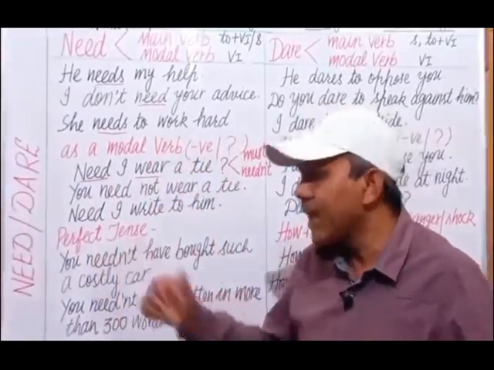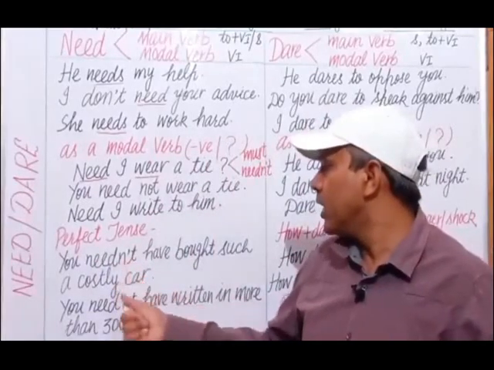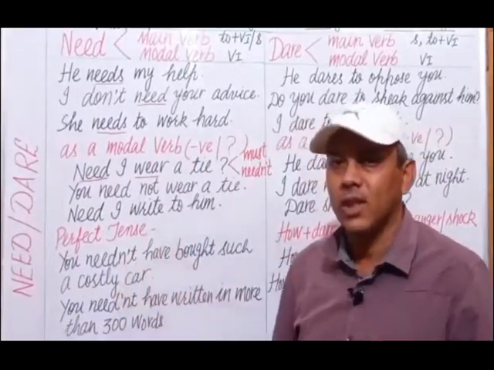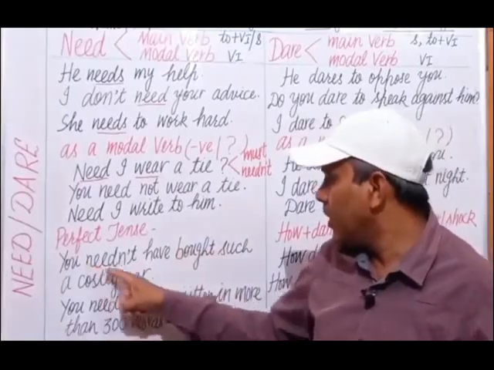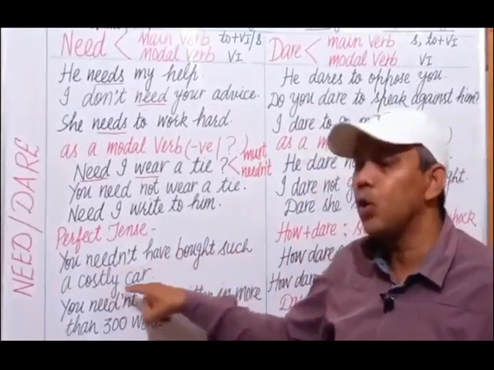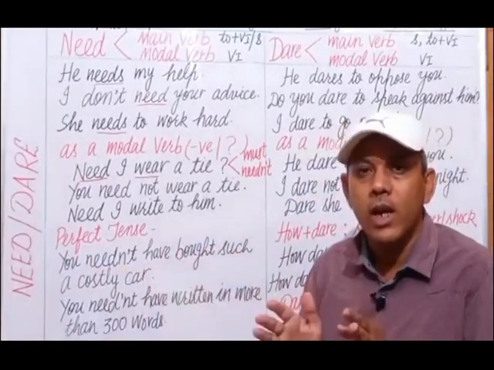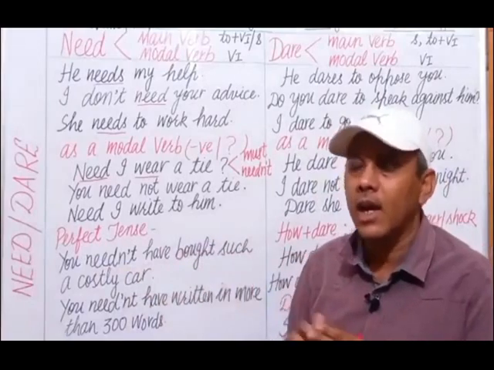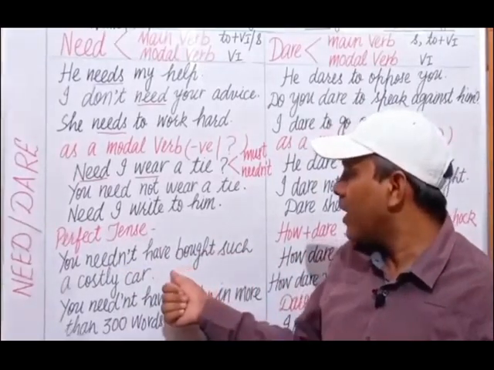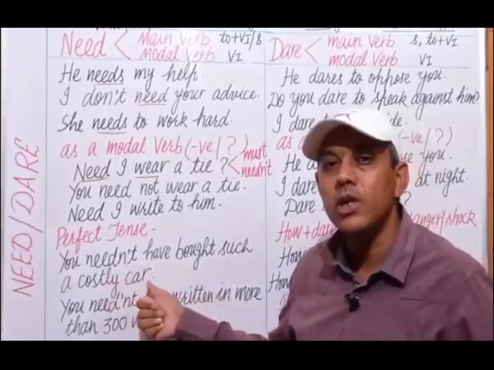Next is in perfect tenses, we use need not have. Take some examples. You needn't have bought such a costly car. Someone who is very poor, I met him and I found that he has a very costly car.